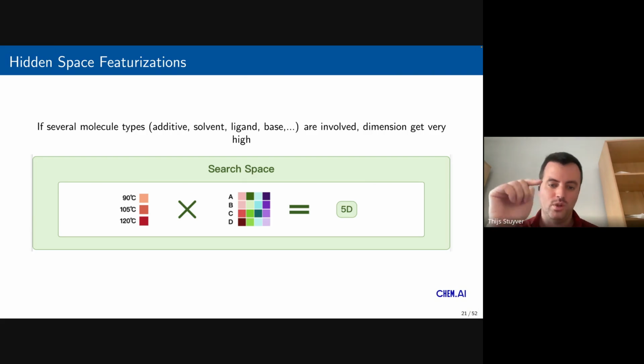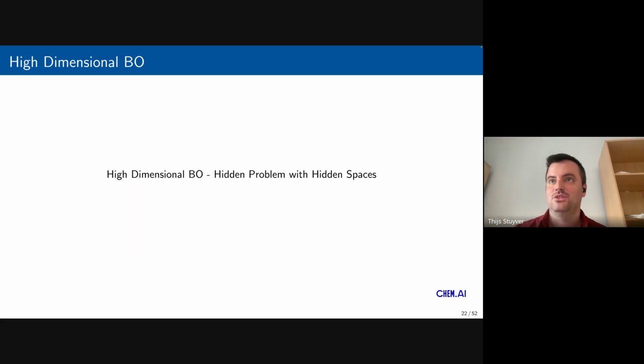So yeah, the dimensionality that was indicated on the previous slide is the dimensionality that you get when you pass one molecular option through those networks, and you take the hidden space. But imagine that you are not just playing with the additive, but also with the solvent, the ligand, the base, and so on. Then you can have multiple options concatenated next to one another. And if each of those options has 700 or 2000 dimensions, you very quickly get a complete explosion of the search space.